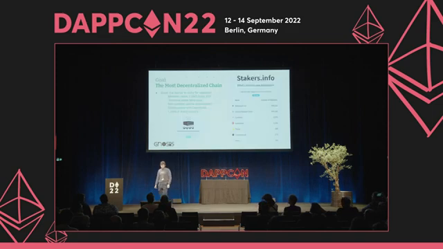So our goal is to make Gnosis chain the most decentralized network. If you look at stakers.info, then you see that right now the Gnosis beacon chain has about 100,000 validators. Ethereum has about 400,000 validators. In the end, it is just a number. It's an important number, but it's not the only important number.